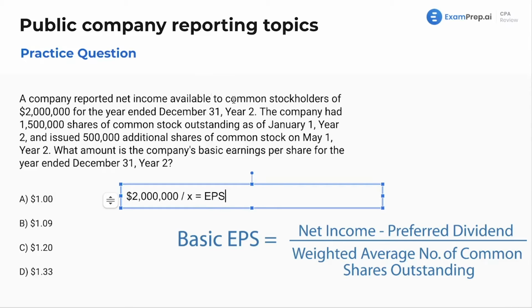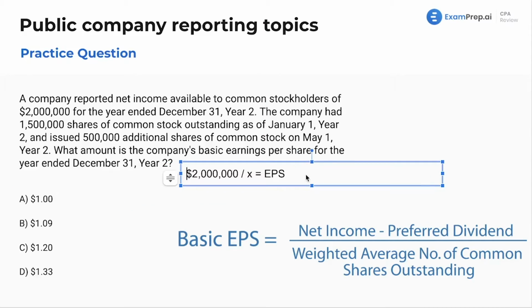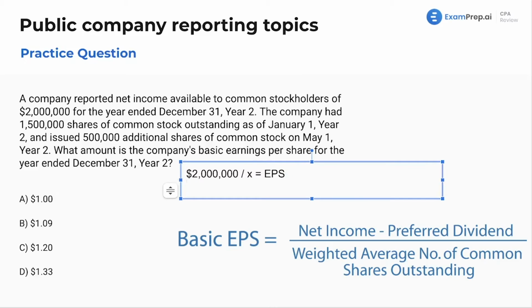The company reported net income available to common stockholders of $2 million. Preferred is the first class. They get the money before you do as the common stockholder. In this case, though, you get all of it. The company had 1.5 million shares of common stock outstanding as of January 1st, year 2, and issued 500,000 additional shares of common stock on May 1st. Similar to the process we saw previously on determining our weighted average number of common stock outstanding, we're going to have to do a little calculation. But no worries, we are good at that, right?